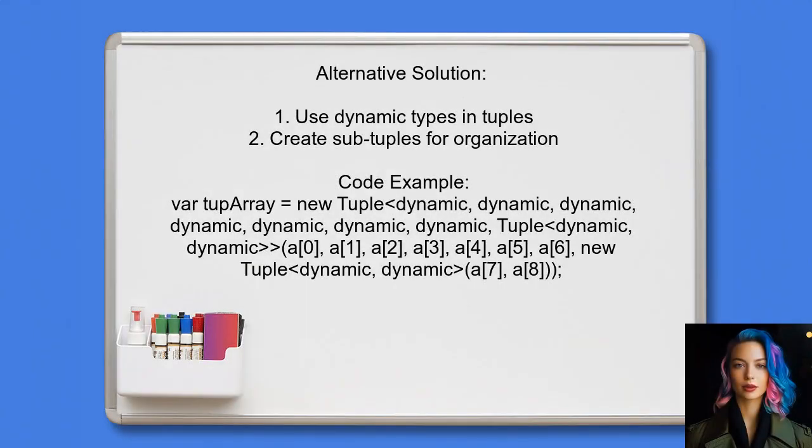Now, let's dive into a different answer from another user. An alternative approach shared by a user involves creating a tuple with multiple dynamic types. They suggest using subtuples for better organization. For example, you can create a tuple that includes several elements and a nested tuple for additional values.